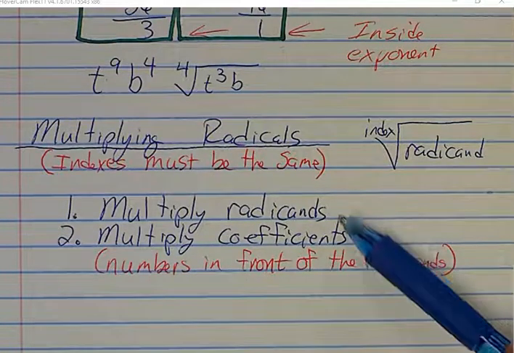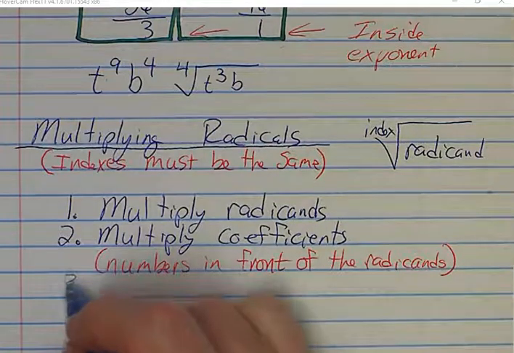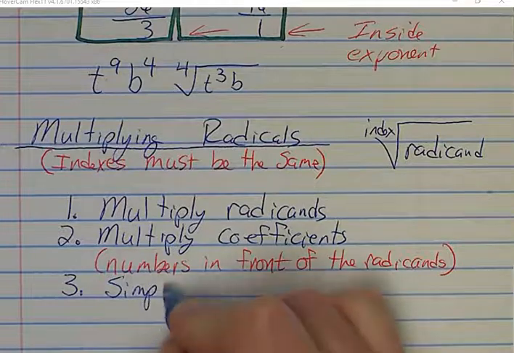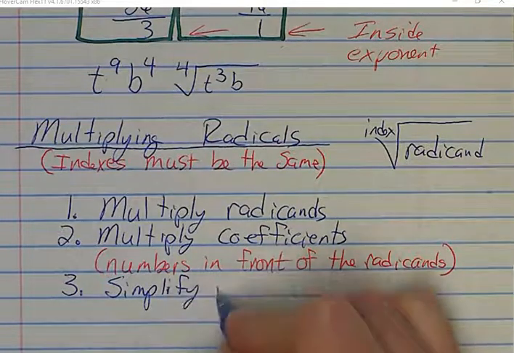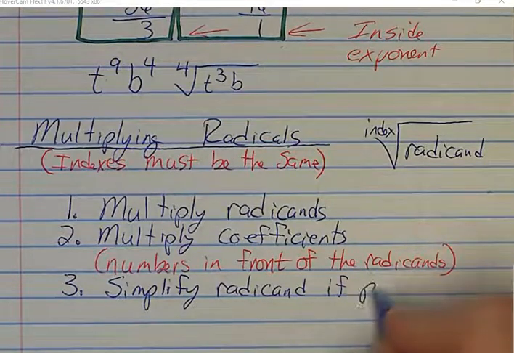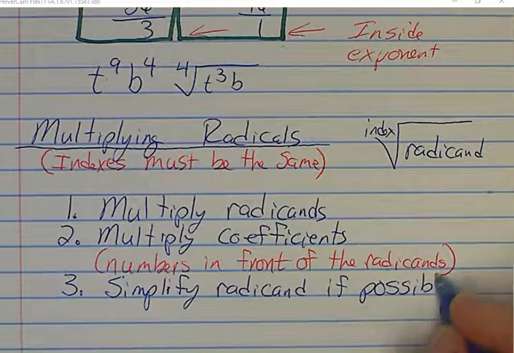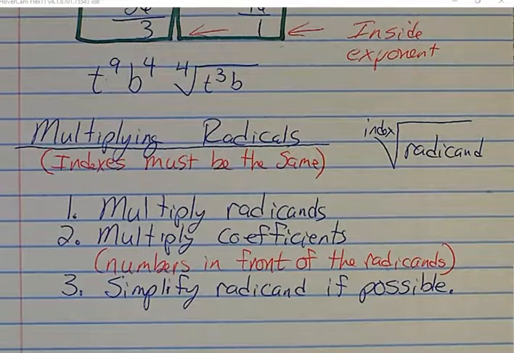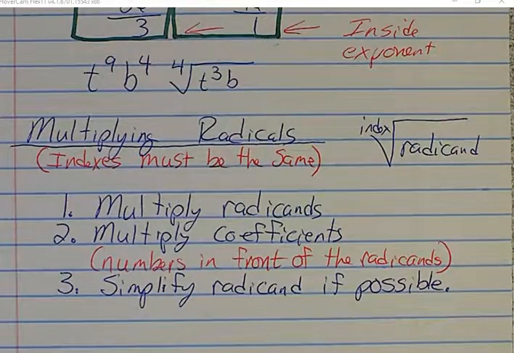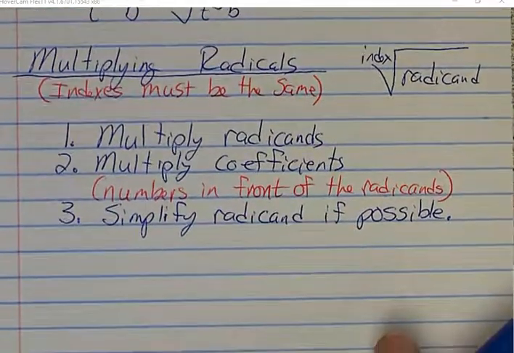Mostly right now, they're making you worry about the radicand. And then the last thing you have to do is simplify the radicand if it's possible. And for about 99% of them, you're going to have to simplify the radicand. There may sneak in one problem through the homework where you're not going to simplify the radicand, but almost all the problems you're going to do, you're going to have to simplify the radicand.